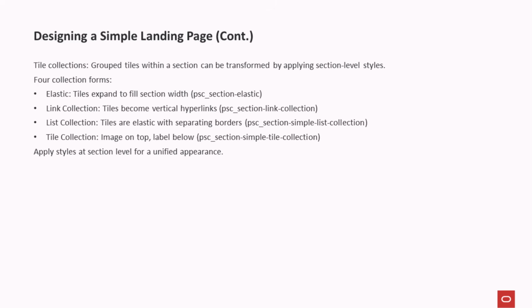When you add tiles to a section, these group tiles are referred to as a collection. By applying specific styles at the section level, you can transform all the tiles in that section into a particular collection format. 4 main collection forms are available: Elastic, Link Collection, Simple List Collection, and Simple Tile Collection.